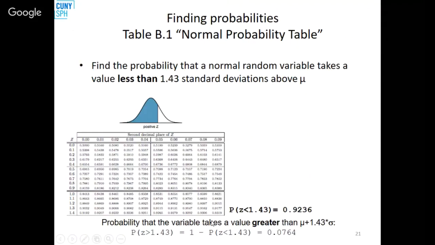How about the probability that the variable takes a value greater than the mean plus 1.43 sigma? It's just 1 minus this. Because again, like we were covering, these are mutually exclusive and they are exhaustive. So 1 minus 0.9236 gives us the answer.